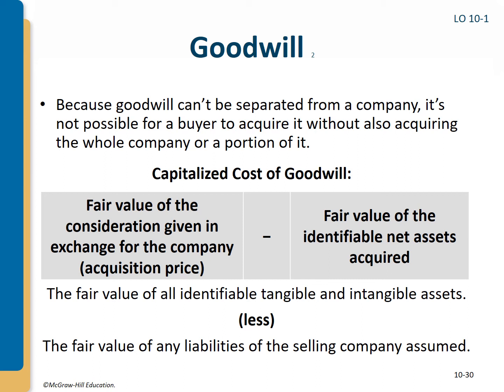Less the fair value of any liabilities of the selling company assumed. So we look and we say, what are we buying here? What assets of that company are we buying? What are the identifiable net assets? Well, all the tangible and intangible assets on that company's balance sheet. But we're not buying them at their balance sheet value. What's their fair value? What are they worth today? Subtract any liabilities we're taking on of that company. That is the fair value of the net assets. So that's what we're buying. But how much are we paying?